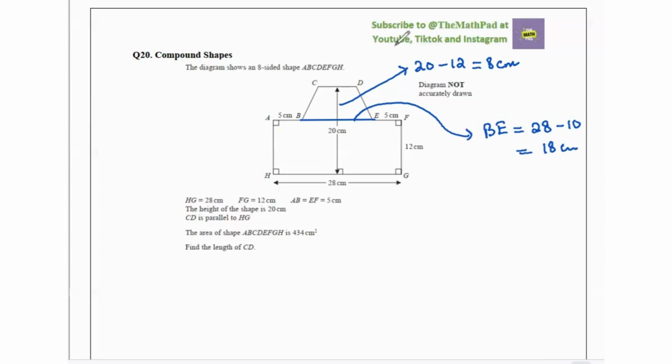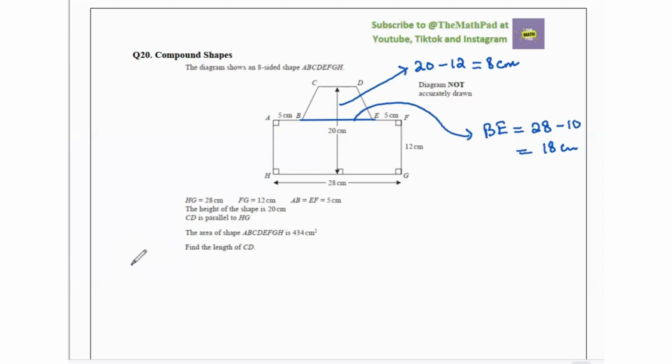Now, if you notice, the only unknown is CD, which they're asking us to find. When we split the compound shape, we notice that there's a trapezium at the top and a rectangle at the bottom. So if we find their areas separately, make separate equations, and then add them up and put them equal to 434, that would help us in identifying the value of CD, because that would be the only unknown value in that equation.